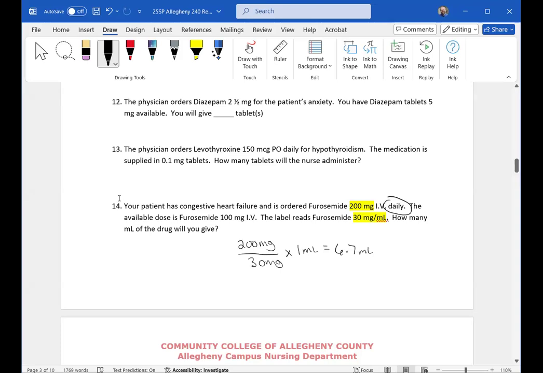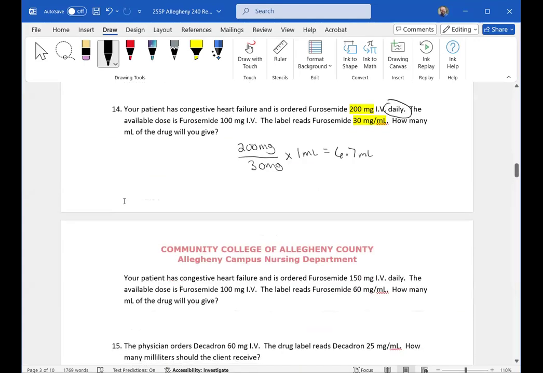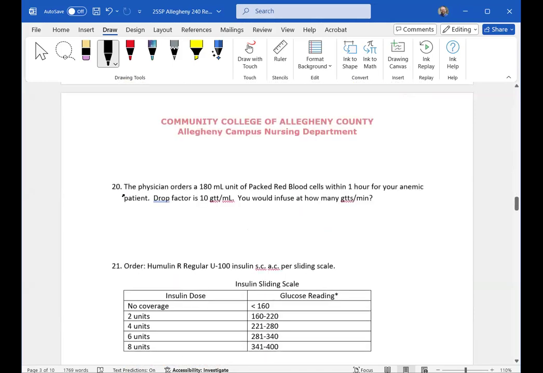All right. Any other questions? Can we go over 31, the heparin bolus one? Yeah, absolutely. Thank you.